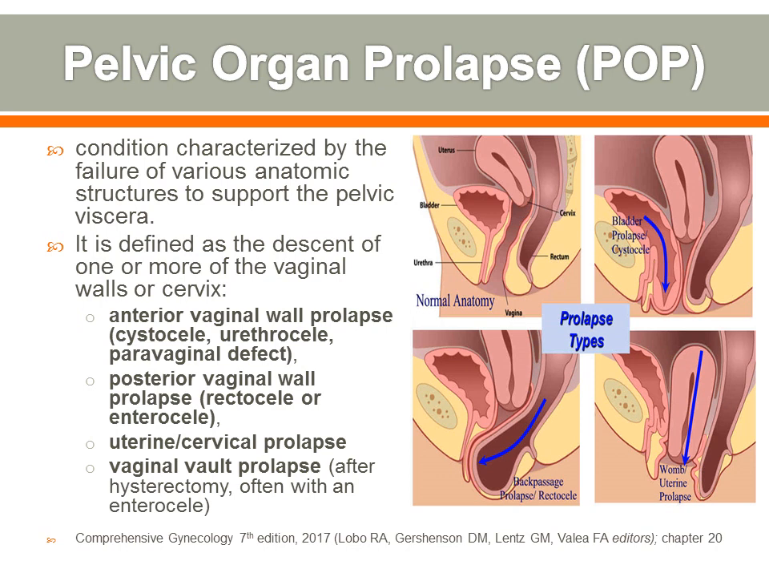So pelvic organ prolapse, or POP, is a condition characterized by the failure of various anatomic structures to support the pelvic viscera. It is defined as a descent of one or more of the vaginal walls or cervix. For anterior vaginal wall prolapse, we have cystocele, urethrocele, and a paravaginal defect. For the posterior vaginal wall prolapse, we have rectocele or enterocele, and then we also have uterine or cervical prolapse and vaginal vault prolapse, which is seen in cases where patients underwent hysterectomy.